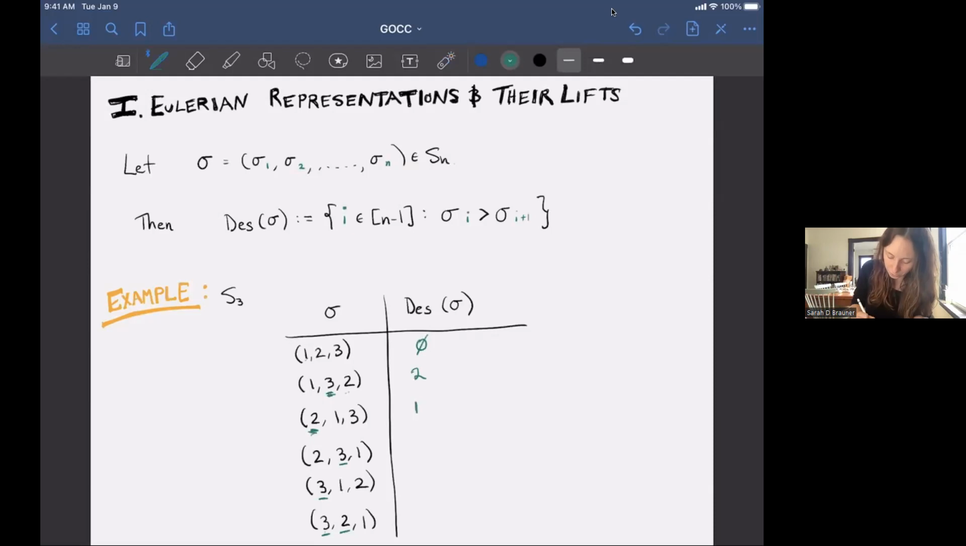Okay, so this permutation has a descent at position 2. This one at the next one at position 1, because the 3 is bigger than 1. And then this last permutation is completely out of order, right? So 3 is bigger than 2, 2 is bigger than 1. So I have a descent at position 1 and position 2. Make sense?